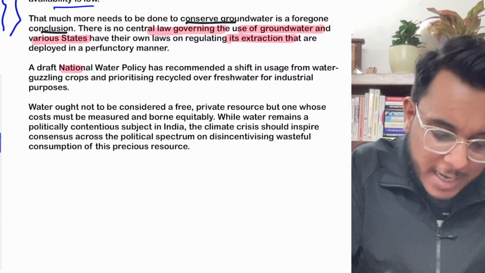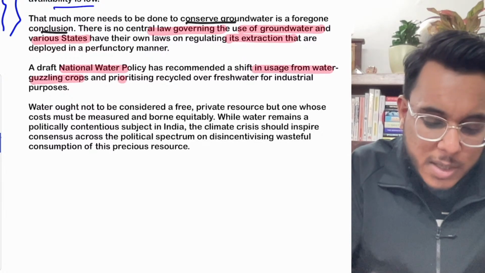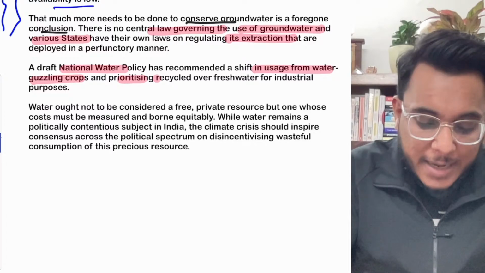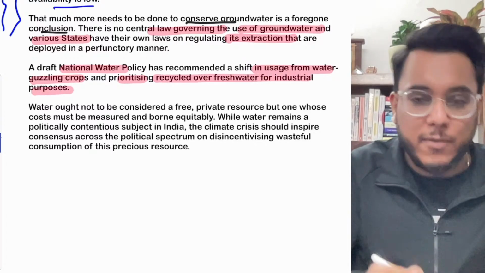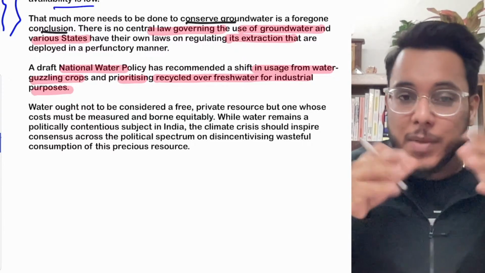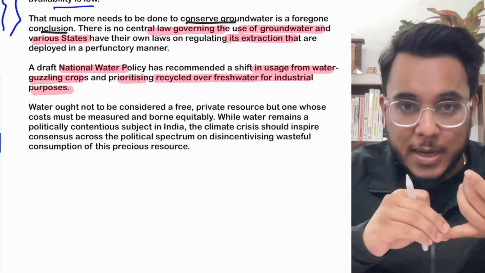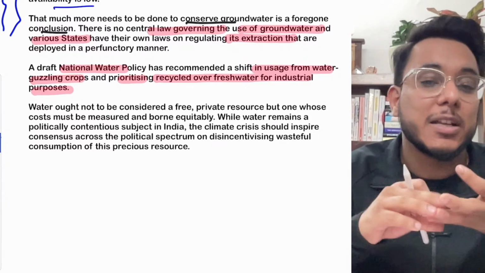Now a draft national water policy has recommended a shift in usage away from water guzzling crops, and prioritizing recycled over fresh water, and recycled water for industrial purposes. Now you see this particular thing. What are the water guzzling crops? Water guzzling crops are, for example, sugarcane, for example, paddy. These are the water guzzling crops.